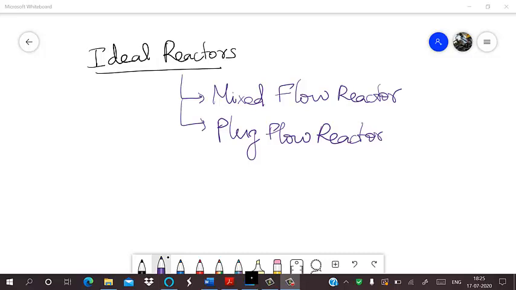We expect the reactors to behave in a certain way, and there are two extremes possible, and those are well-known: the mixed flow reactor and the plug flow reactor. When we talk of these reactors, you have to keep in mind that these are just fantasies. Neither a mixed flow reactor nor a plug flow reactor exists in reality. It can never exist. So we are going to talk of fantasy, and when we talk of fantasy, you need a lot of imagination.